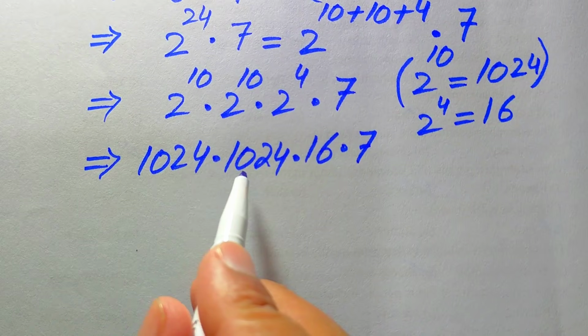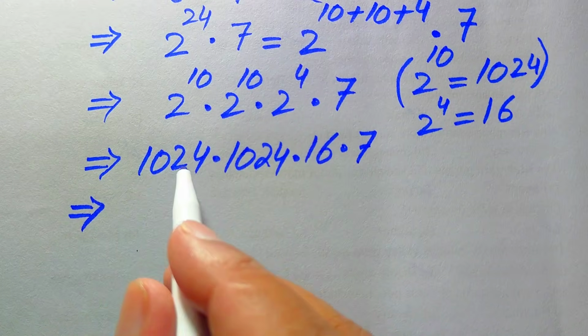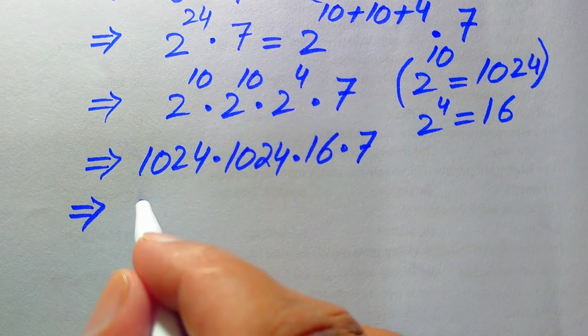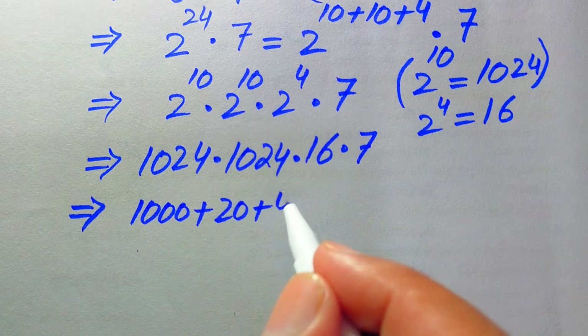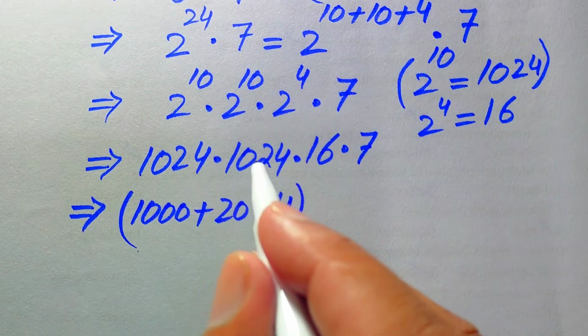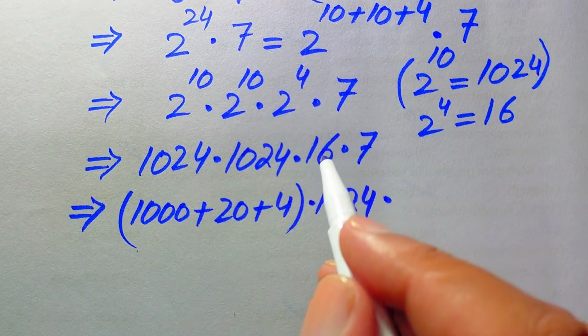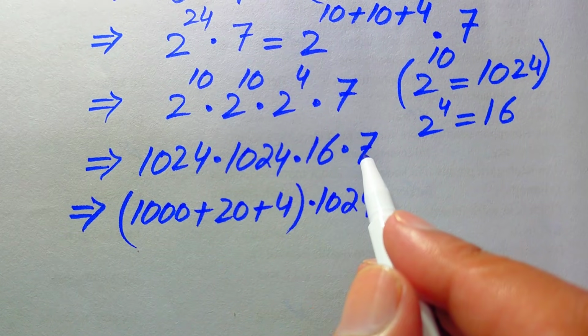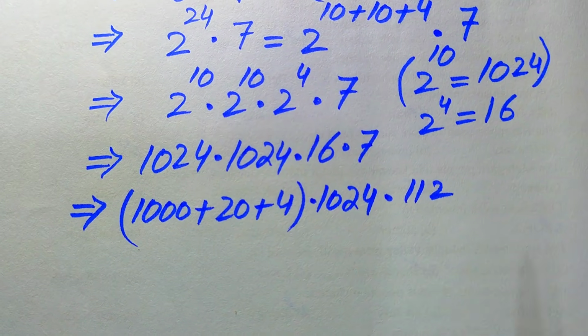Here first we need to multiply these two numbers and these two numbers as well. For this, we break 1024 and write it as 1000 plus 20 plus 4, and we multiply this number with 1024. And it is multiplied by 16 times 7, which becomes 112.